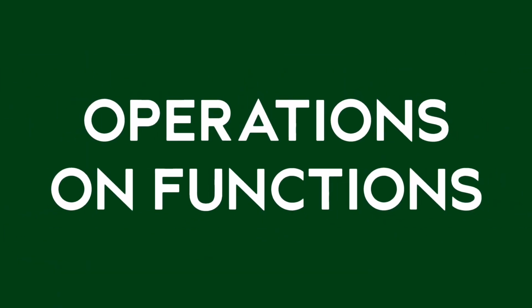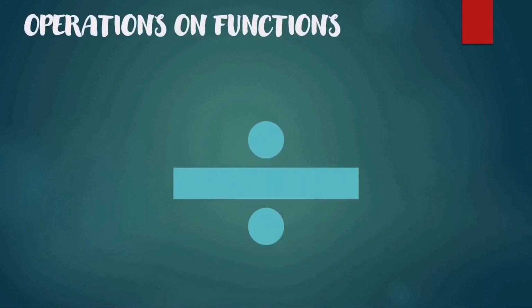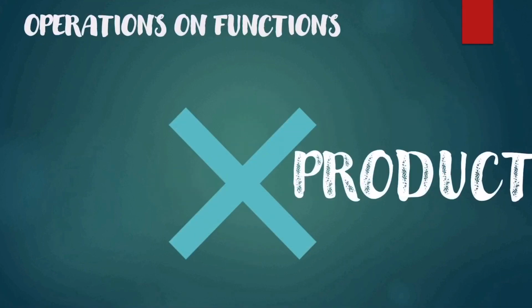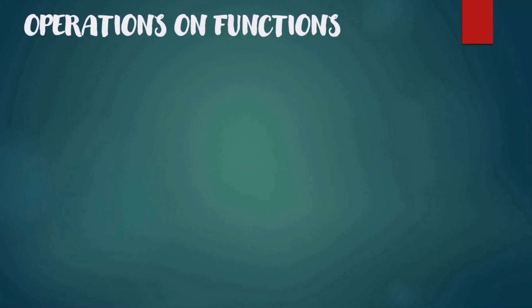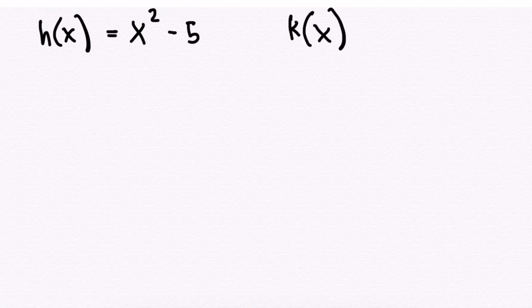Today, I will be discussing operations on functions. You can obtain a new function by adding, subtracting, multiplying, and dividing functions. Accordingly, these new functions are called the sum, difference, product, and quotient of the original functions. I'll give you an example. Suppose you are given h of x is equal to x squared minus 5 and k of x is equal to 2x minus 11. Let's try to apply the different operations.